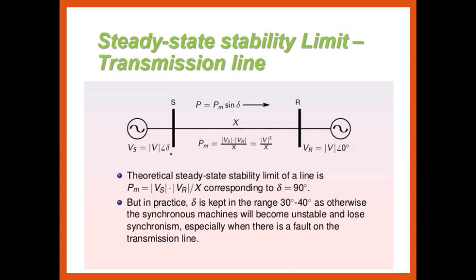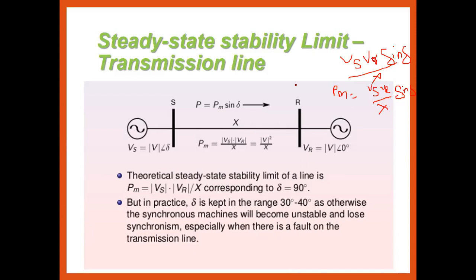The maximum power that can be transferred from the sending end to the receiving end is given by the formula Pm equal to Vs Vr upon X into the sine of delta. Now, if I want to transfer the maximum power, then automatically what should delta be? Delta should be nothing but 90.